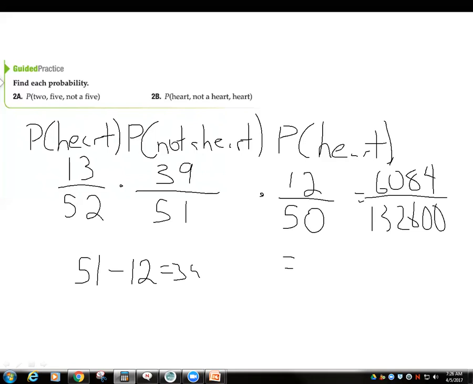Then 6084 divided by total, which is 0.045. If I go 2 decimal places, I get 4.5%. Or if you round it to the nearest percent, you would get about 5%. All right.